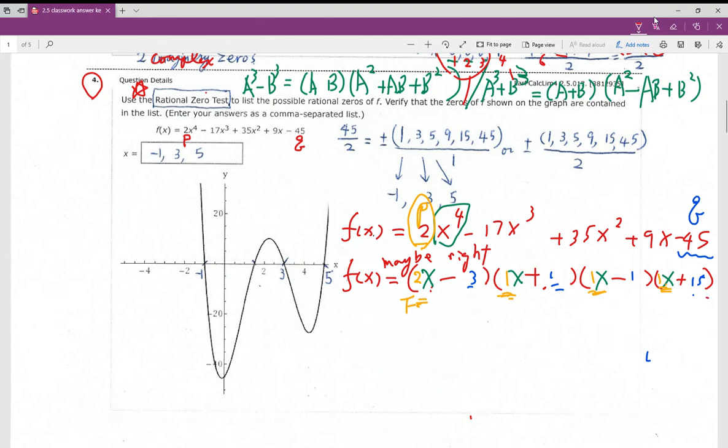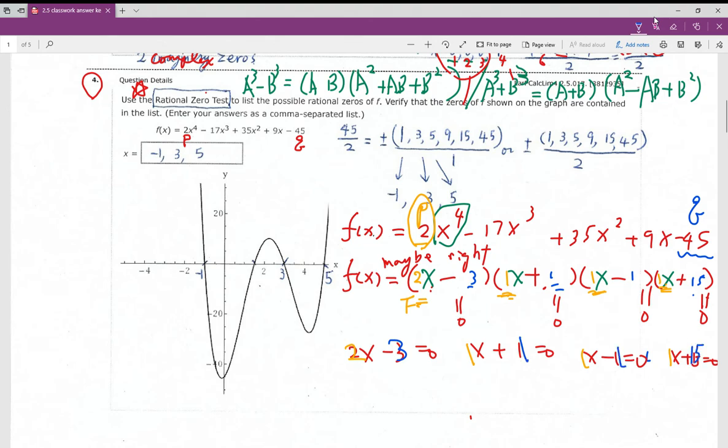Then when you solve for 0, what happens? You are going to have 2x minus 3 equals 0, x plus 1 equals 0, x minus 1 equals 0, x plus 15 equals 0. And how do you find the solution? Pay attention here. Let me change color again. This is 2, this 1, this 1, this 1. And in the other color, you have 3, 1, 1, 15.